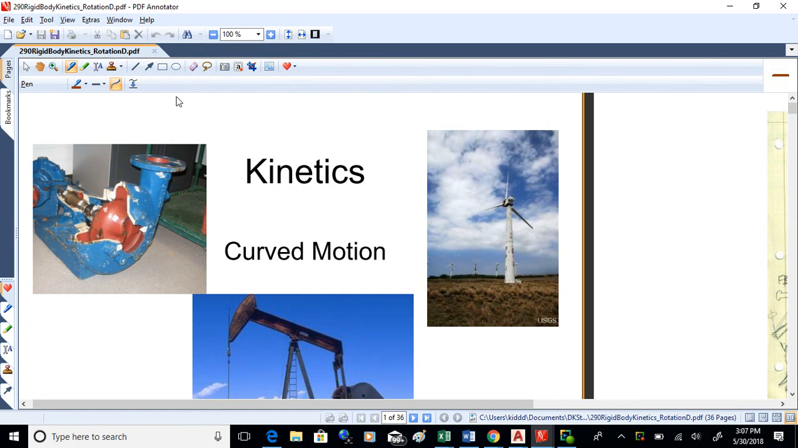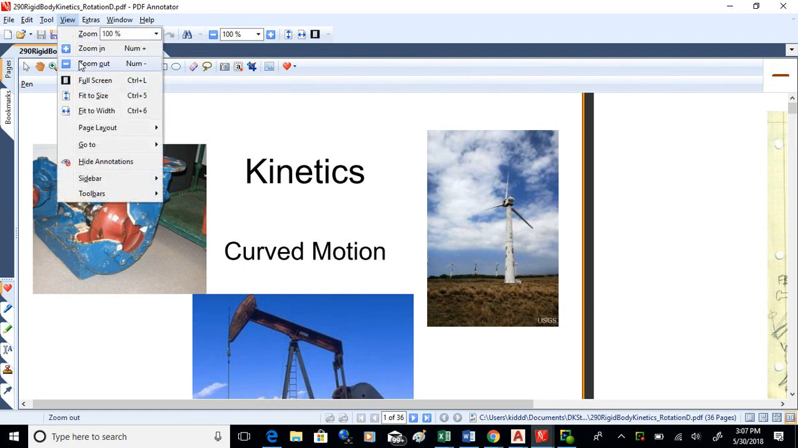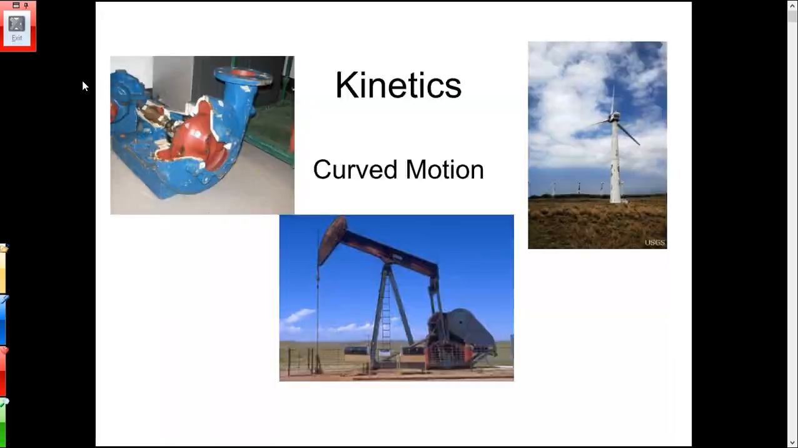So what we were looking at last time were objects that translate, that don't rotate about themselves. They just move in a linear sort of fashion. So let's have a look here now at objects that rotate only about some point.